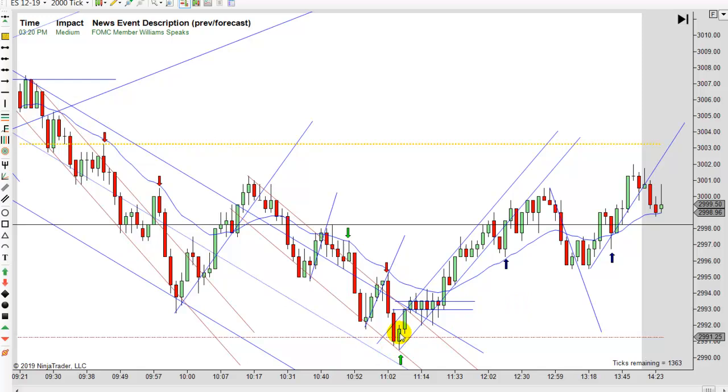So I like trying to, and look how far away we are from the EMA. I like considering this one as an aggressive trade to try to catch that important low of the day. And it does do just that.